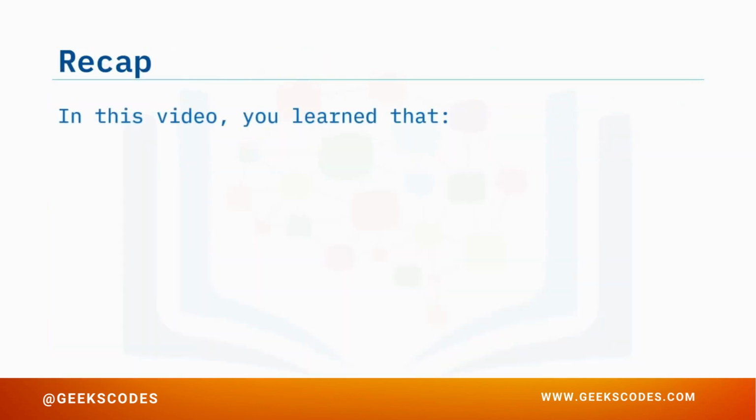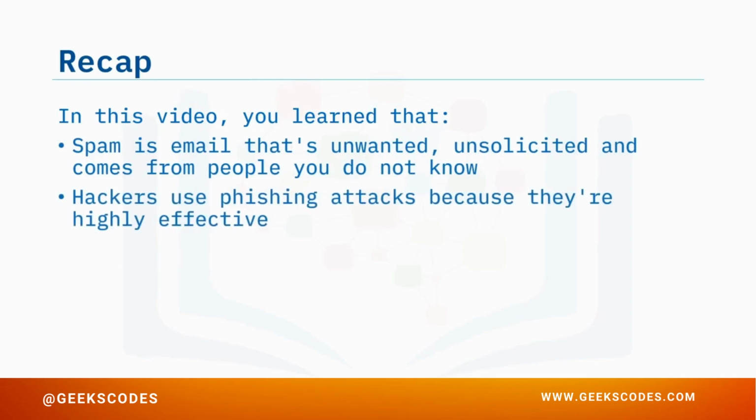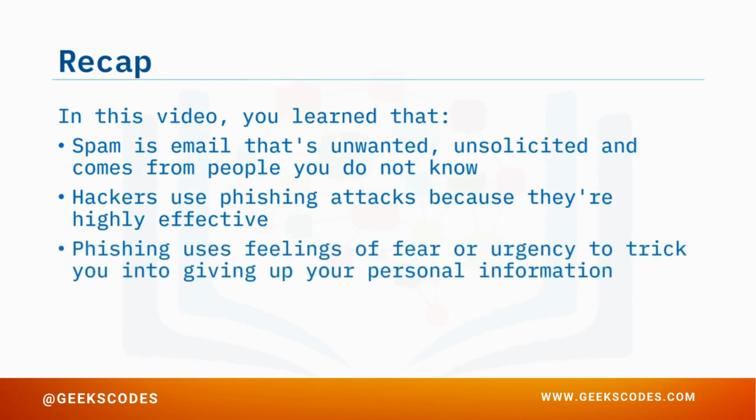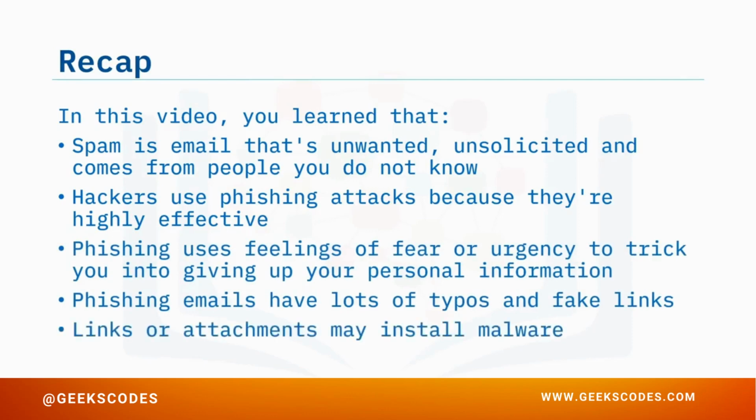In this video, you learned that spam is email that's unwanted, unsolicited, and comes from people you do not know. Hackers use phishing attacks because they're highly effective. Phishing uses feelings of fear or urgency to trick you into giving up your personal information. Phishing emails have lots of typos and fake links, and links or attachments may install malware.